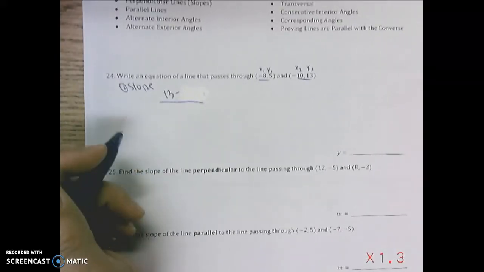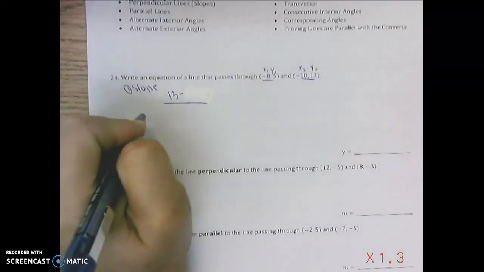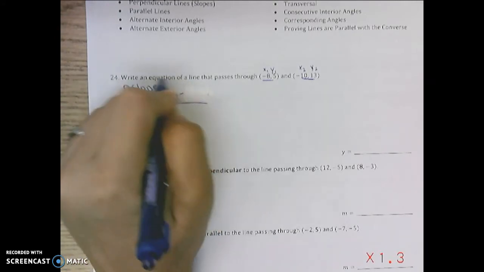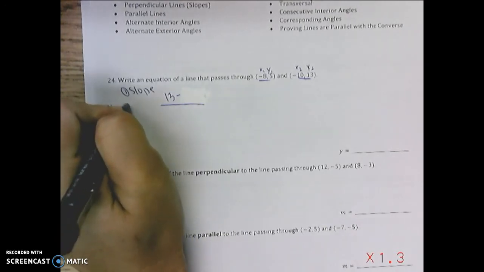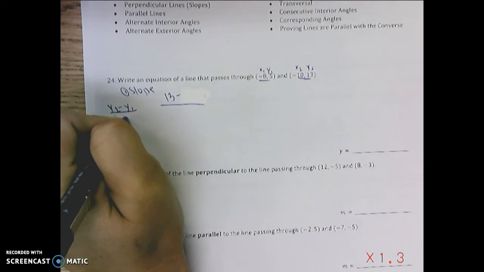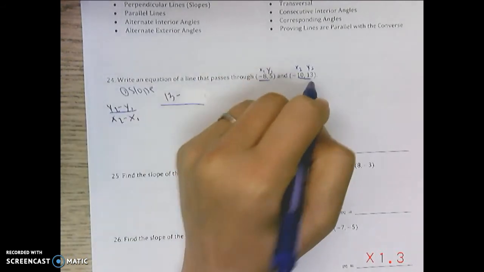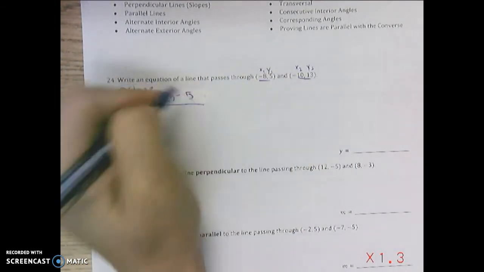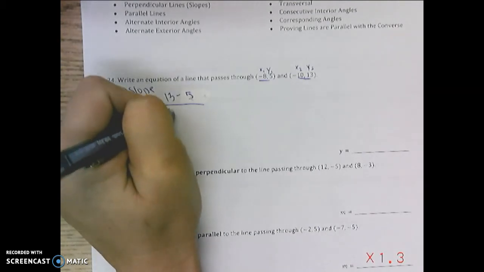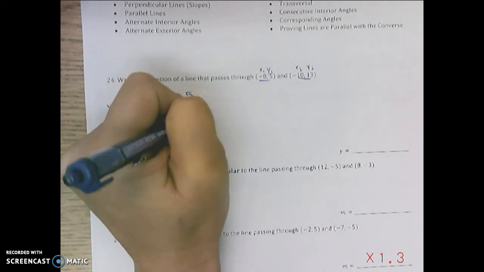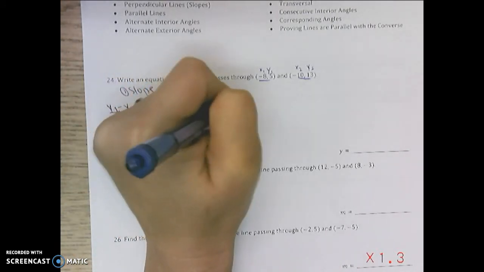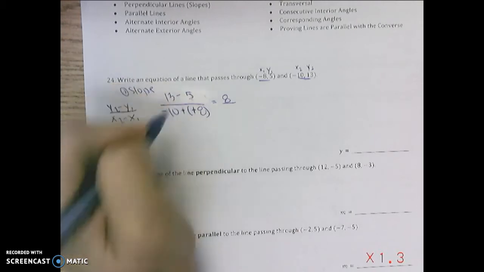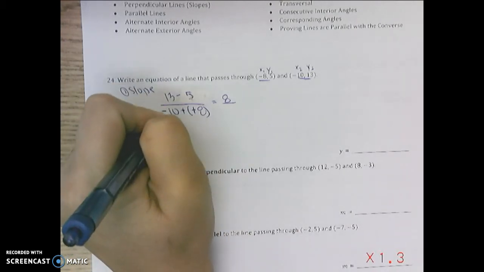All right, guys, here we are, Chapter 3, starting with number 24, writing the equation of a line that passes through these points. First thing I want to do is find my slope, which is y2 minus y1 over x2 minus x1. So I'm taking 13, and I'm subtracting 5, and I'm putting it over negative 10 minus negative 8. Well, 13 minus 5 is 8. And when I have two negatives side by side, they become a positive, so negative 10 and 8 is negative 2.